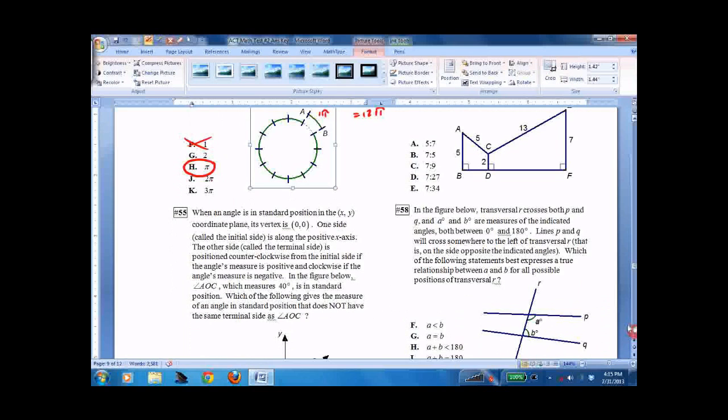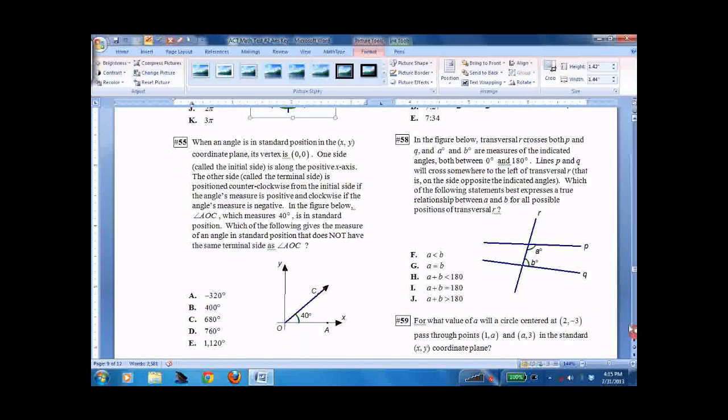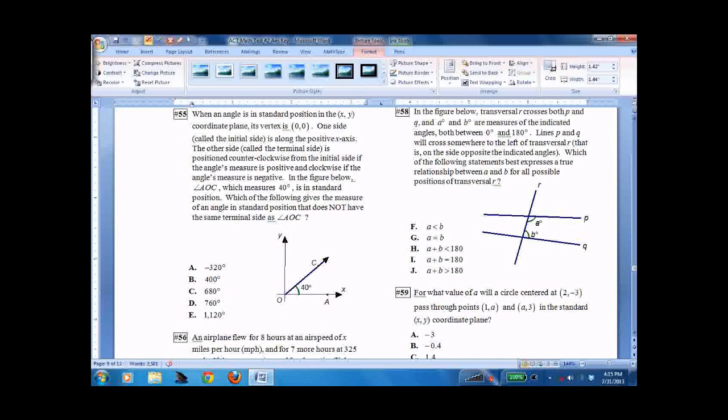Another one that would help if you had done trig, 54, and then another one, 55. If you've ever put something in standard angle, that's what all this verbiage means. It's just saying it's standard angle, which means it starts here and it goes here. So what is something that's coterminal with that? Well, you can either go forwards or backwards. Backwards would be -320, and that is coterminal. We're asking which one is not coterminal.